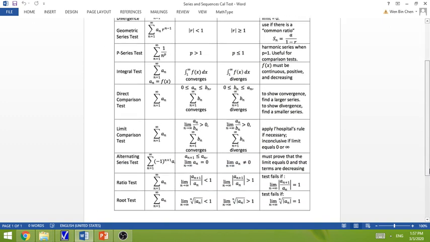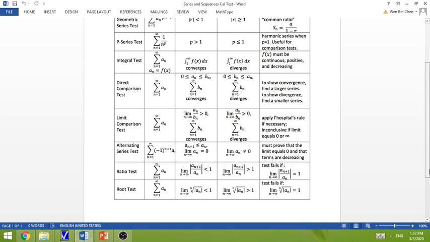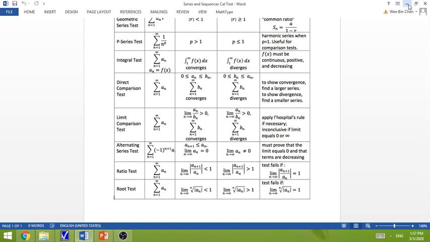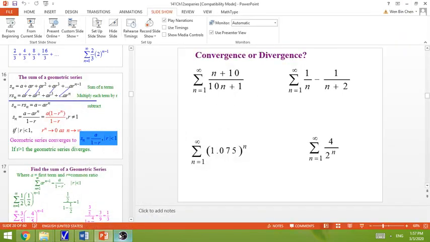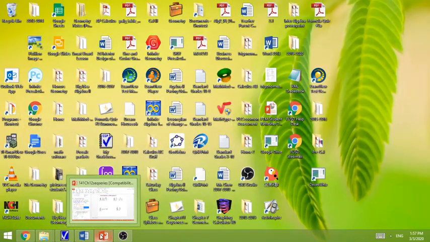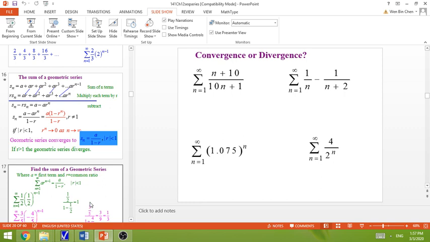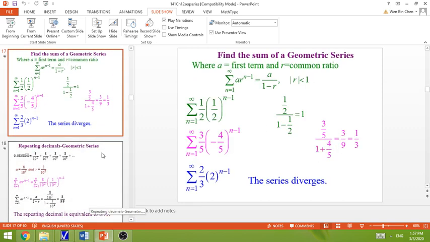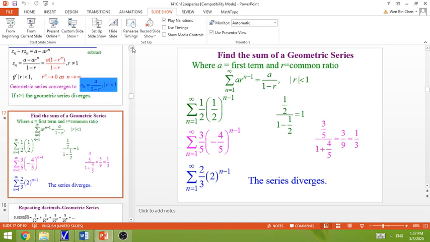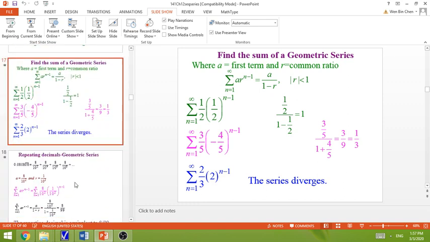And then for the next one, I'm going to show you some examples and see which ones are considered convergent and divergent for the series. Okay, so now let's go to the PowerPoint here. So let's start it off with the geometric.